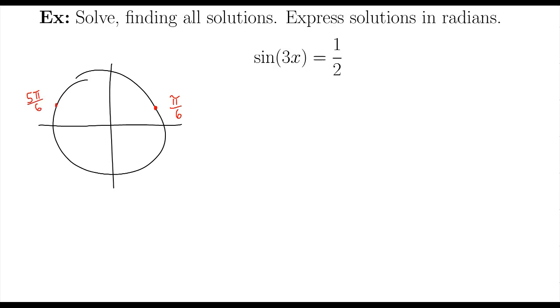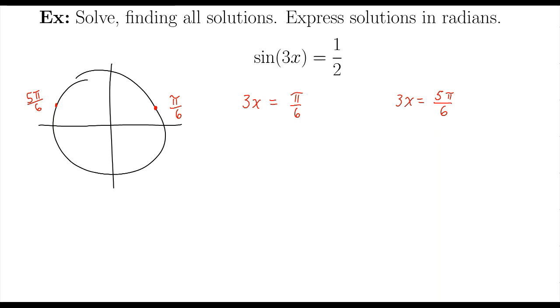Okay, so I'm going to write that. The angle, whatever 3x is, equals pi over 6. It could also equal 5 pi over 6. Okay, so that accounts for all of the potential angles that give me 1/2 for sine within one rotation.